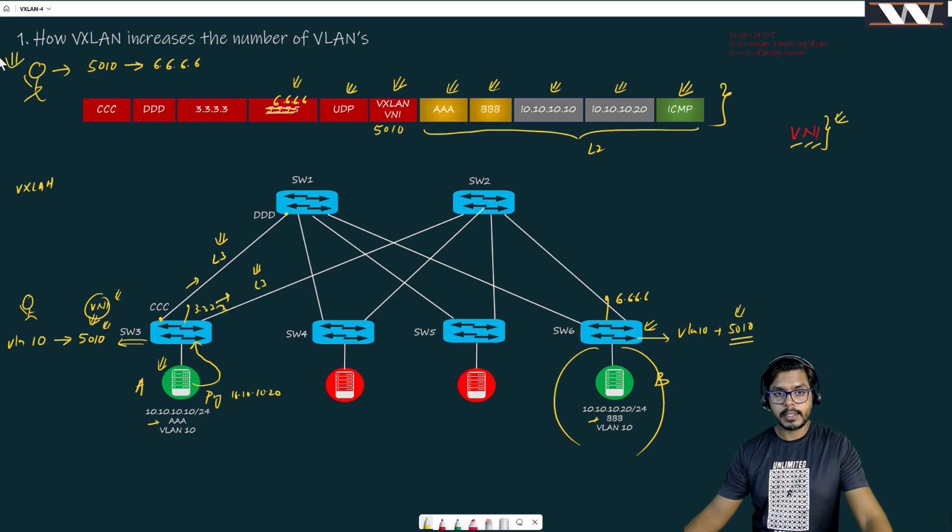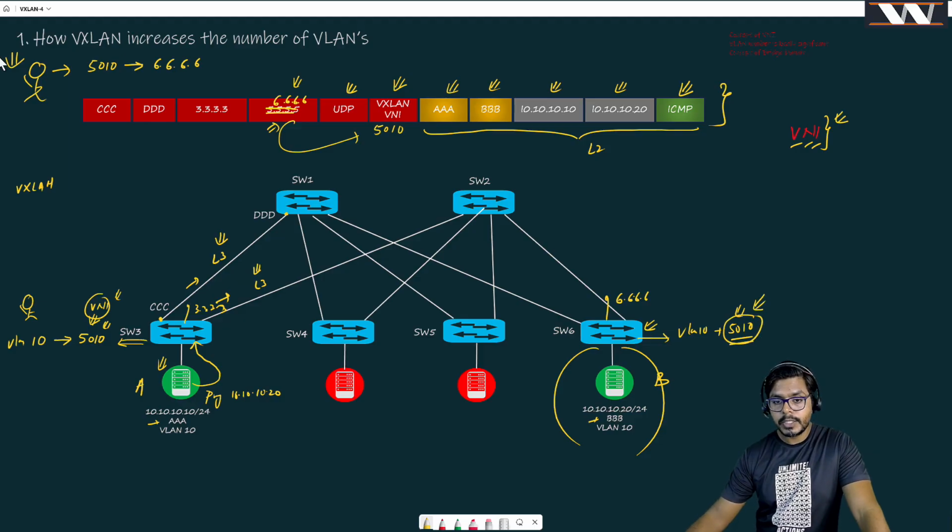When this message reaches here, what is going to happen? This message will reach 6.6.6.6. This will come to know that the inside message is the VXLAN message, and the VXLAN message will say, okay, there is a VNI field 5010. Through this VNI field, switch 6 comes to know that it needs to send this inner L2 message inside VLAN 10. Why? Because 5010 is mapped to VLAN 10. As simple as that.